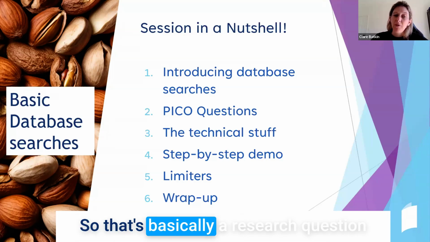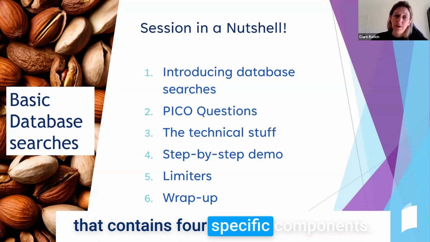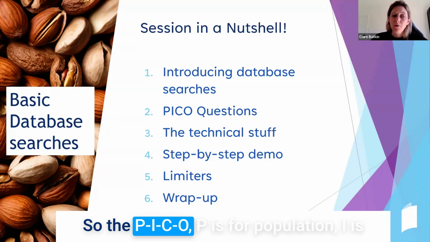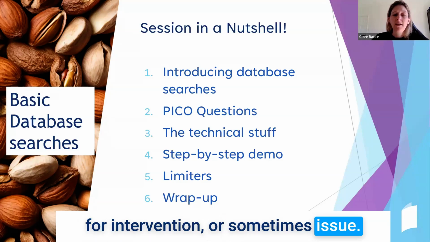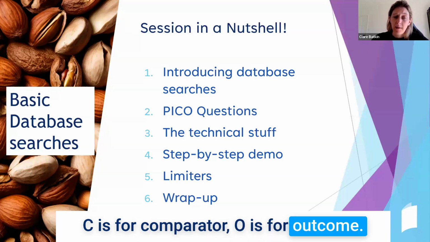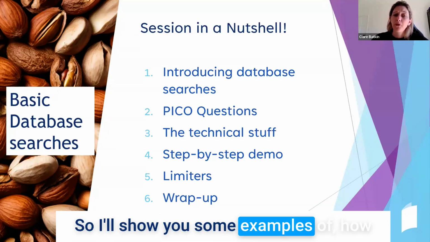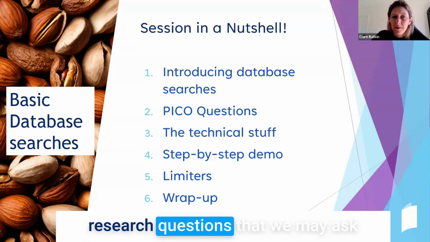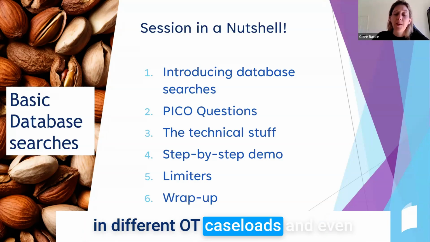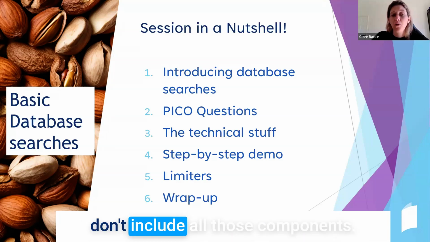That's basically a research question that contains 4 specific components. So the PICO, P is for population, I is for intervention or sometimes issue, C is for comparator, O is for outcome. So I'll show you some examples of how they all fit together into some common research questions that we may ask in different OT caseloads, and even some examples where sometimes we don't include all those components.